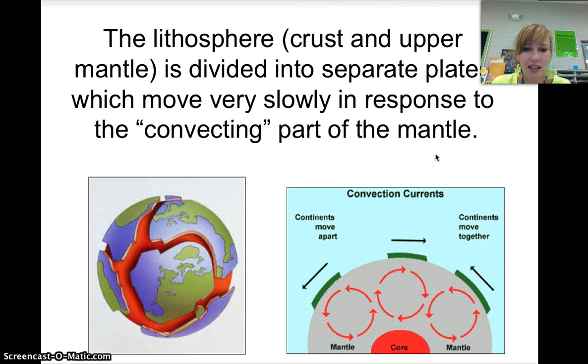And we've already talked about how the crust, which we now know is called the lithosphere, is broken into pieces, and those are called tectonic plates, and they are moved because of what's happening in the mantle called convection currents. And this is a good diagram. You can pause and check it out.